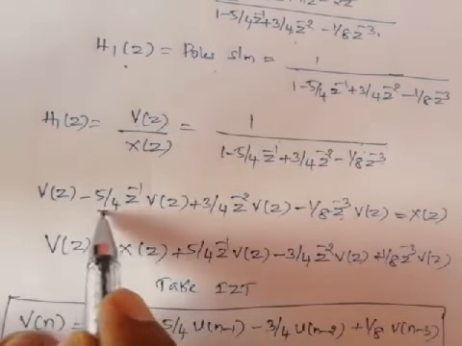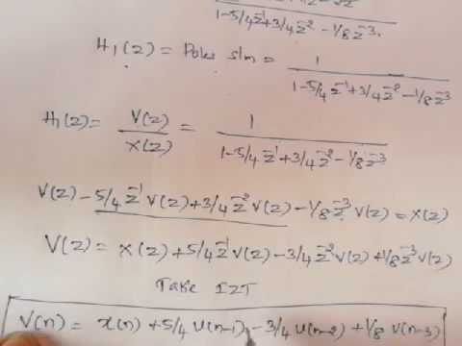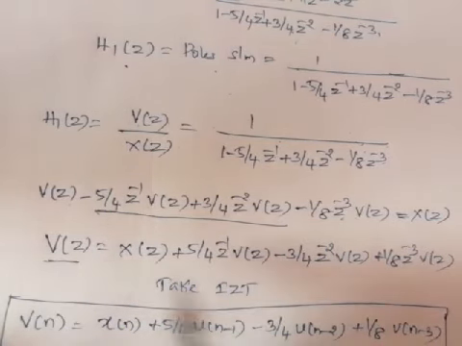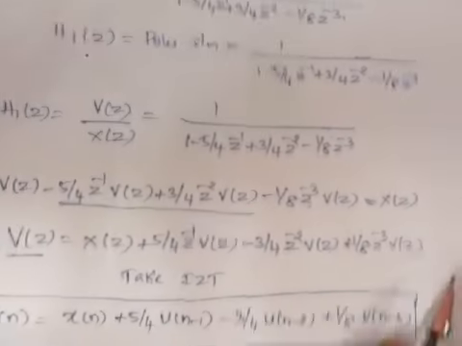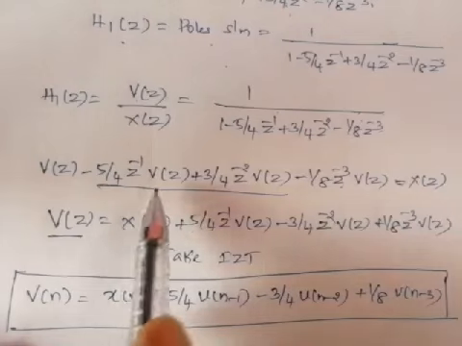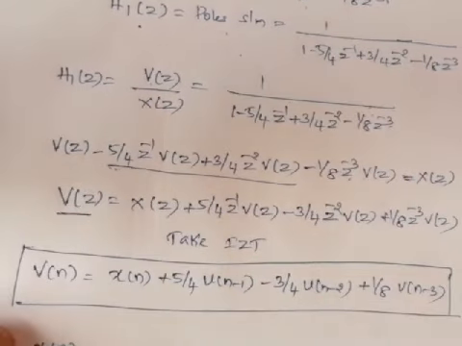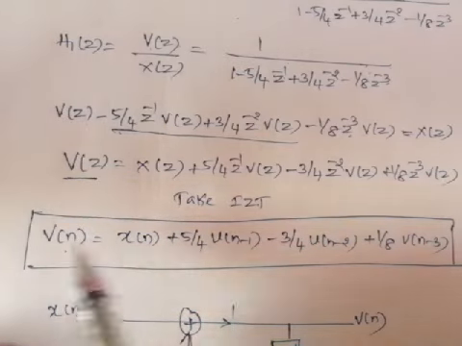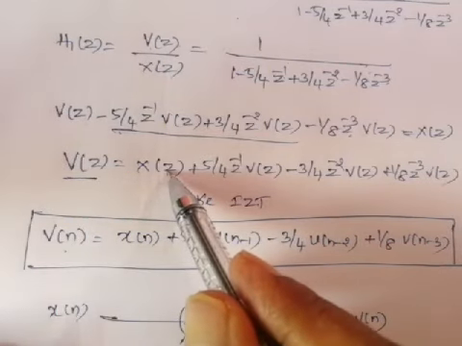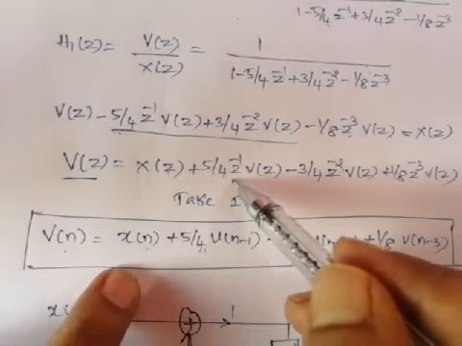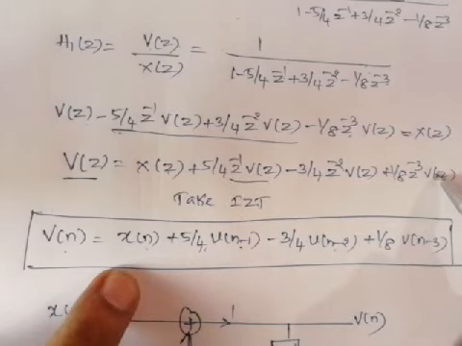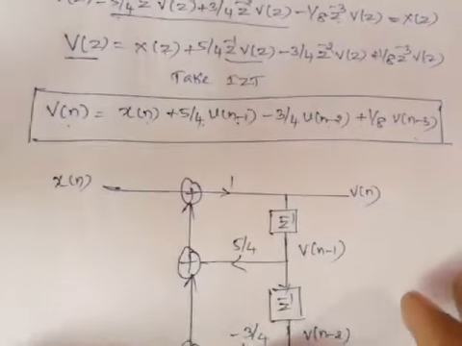Next this entire term, let us take to the other side because we are going to express the output in terms of input. Input is x of n. So I have taken this entire term towards the other side, and let us take the inverse Z transform. Inverse Z transform of V of z is v of n. Inverse Z transform of this one is x of n, 5 by 4. Inverse Z transform of the others is v of n minus 1, v of n minus 2, v of n minus 3. See, same thing.